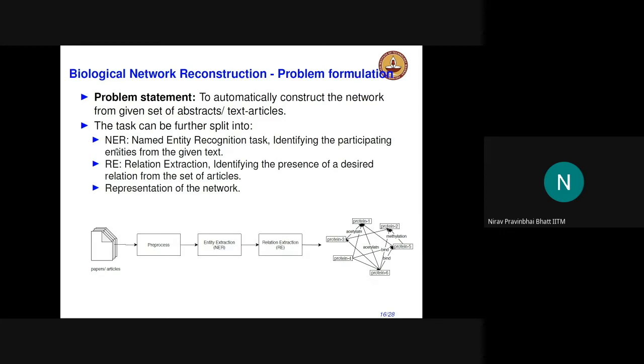So the second task: once we find the entities, we want to know whether any relationships are present between these entities in this particular sentence. And the last task is, once we have this, we want to represent these relationships as a network.